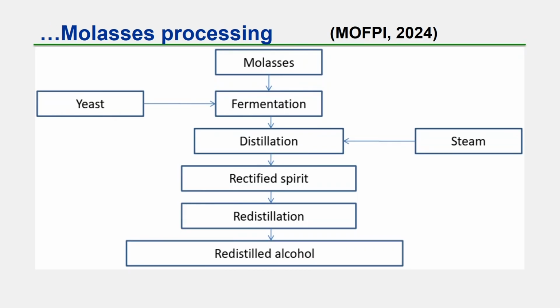Now see what can be done with the molasses. With molasses, one can use yeast. Yeast can be used, these are a kind of fungi. They can be used for fermentation, and then after fermentation distillation can be done, and then you can prepare rectified spirit, and then redistillation can be done, giving redistilled alcohol. There are many procedures to produce alcohol, rum and other kinds of drinks from molasses.